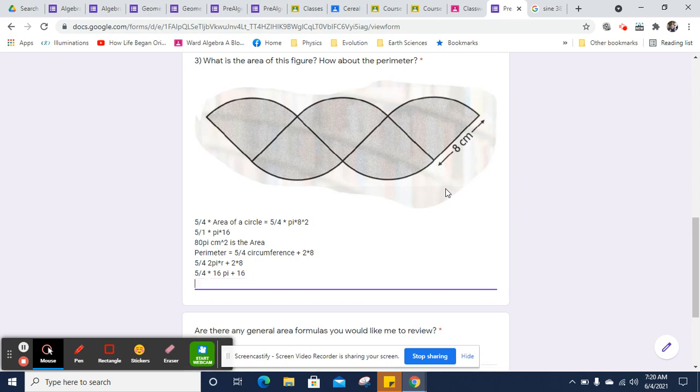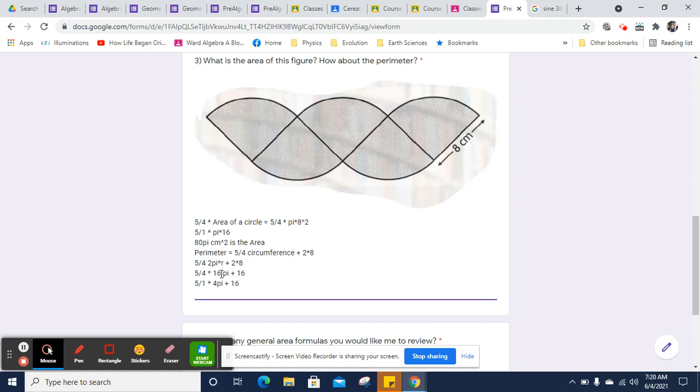So what's 5/4 times 16? Well, we can cancel out a 4 in the top and bottom, and that ends up being 5/1 times 4 pi plus 16. And so that's 20 pi plus 16 centimeters. Or more properly put, we would usually put the rational number first: 16 plus 20 pi centimeters.